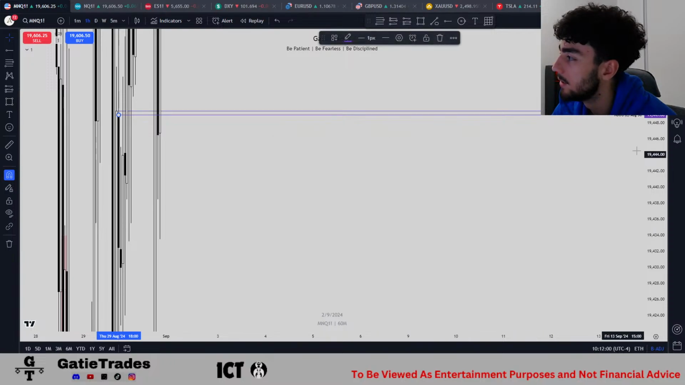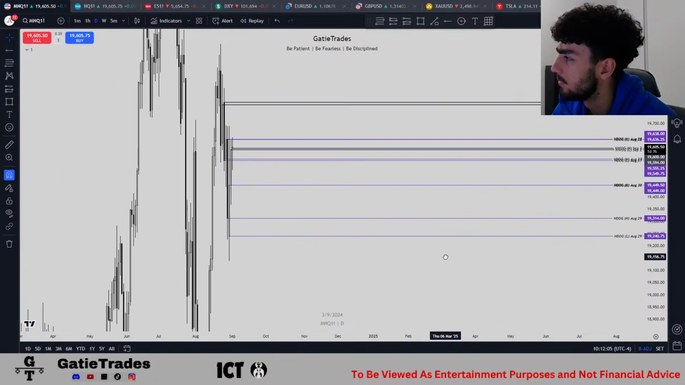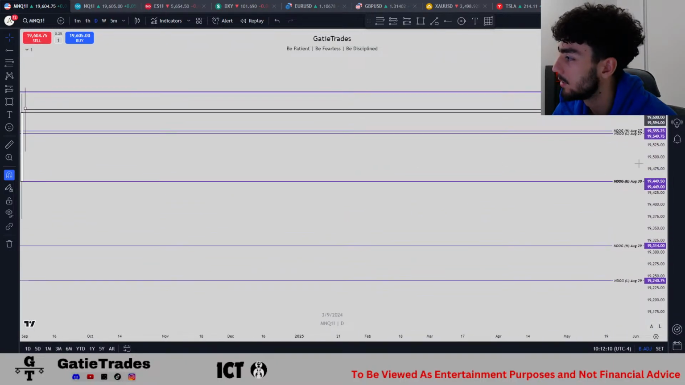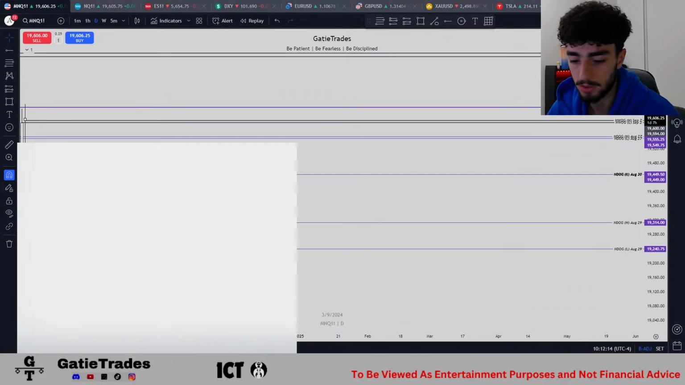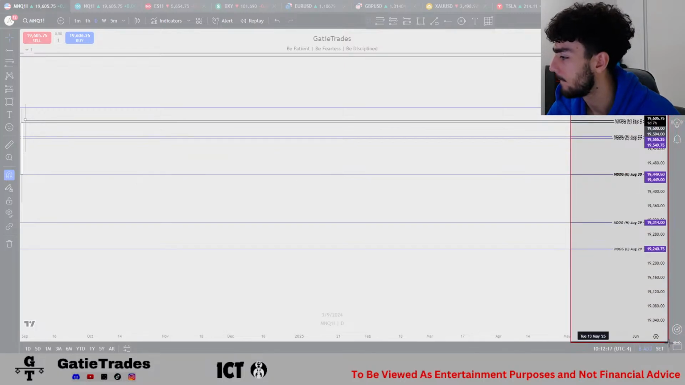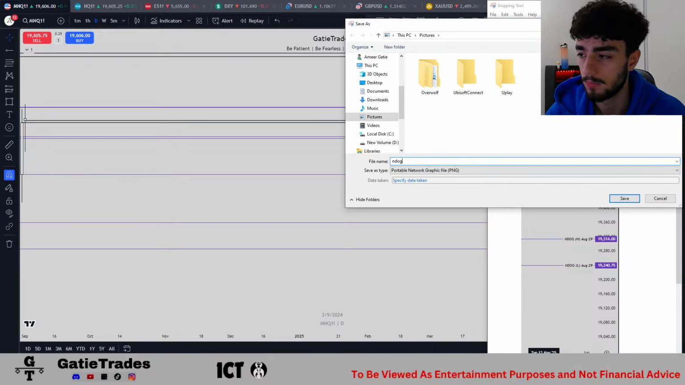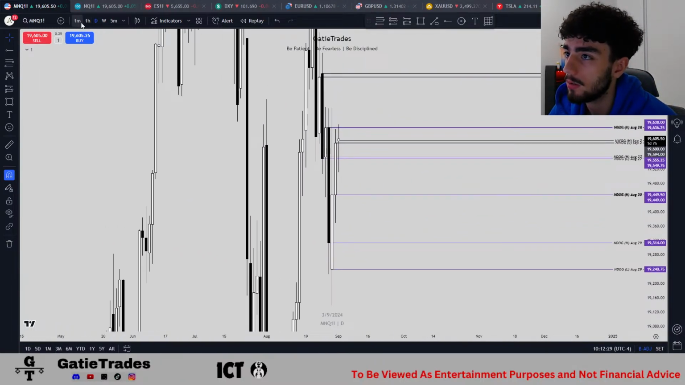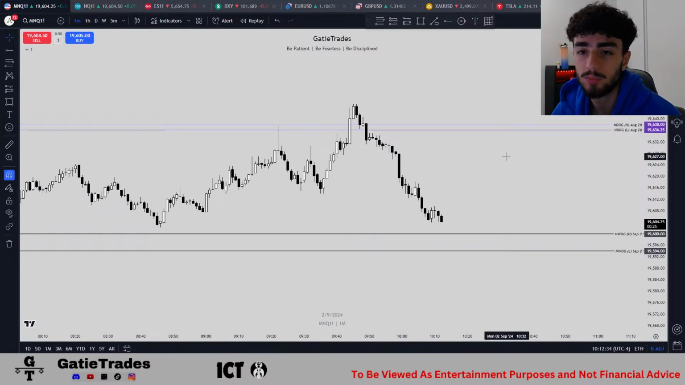So as far as ICT's teachings go, there's two types of balanced price ranges. Let me just screenshot this so I can put it into Discord so people know the levels. Okay. So balanced price range. There's two types of balanced price ranges.